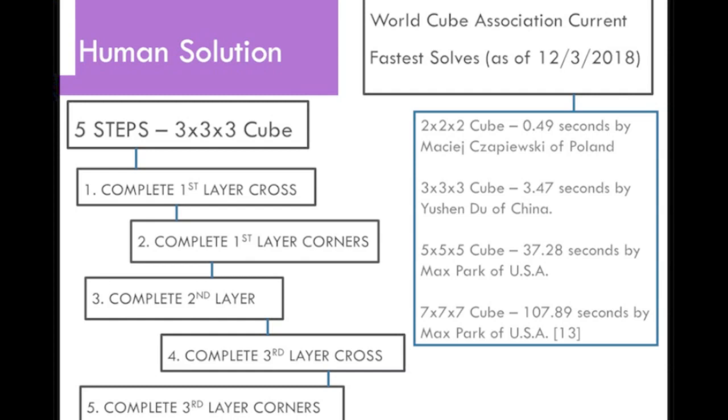So, the most typical solution for speed cubers is the 5 steps. This is a beginner's algorithm that is used in order to solve a Rubik's Cube. They involve the following steps.